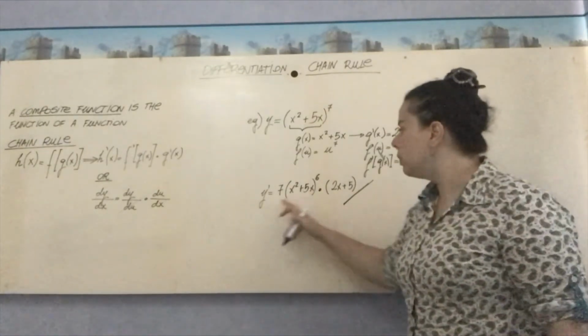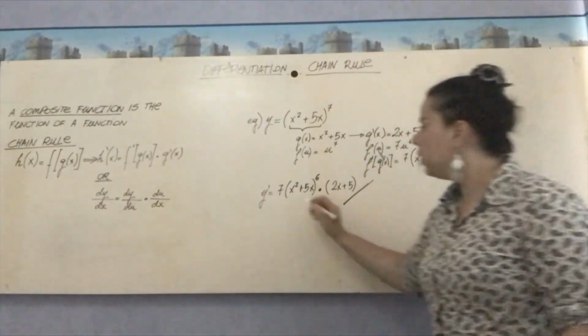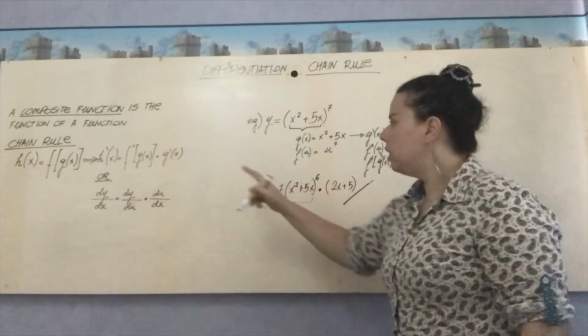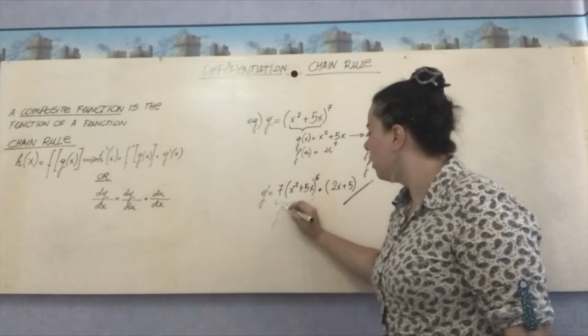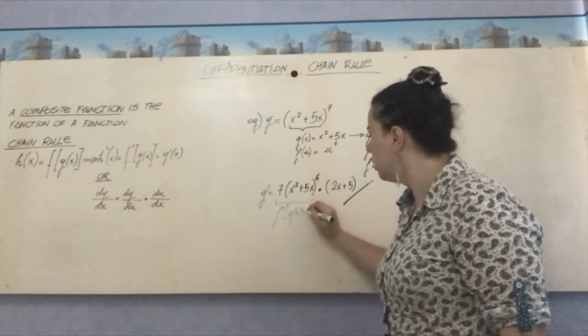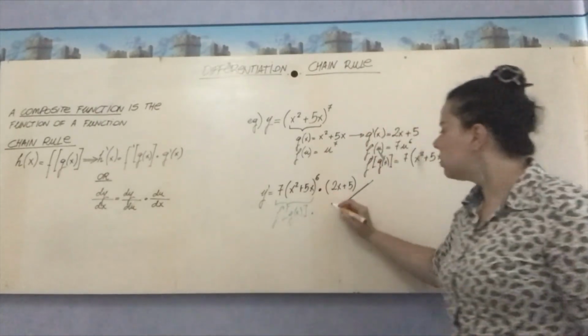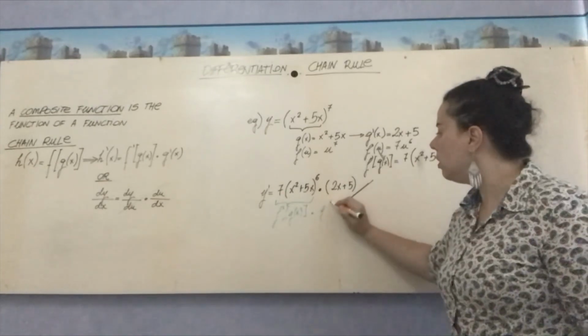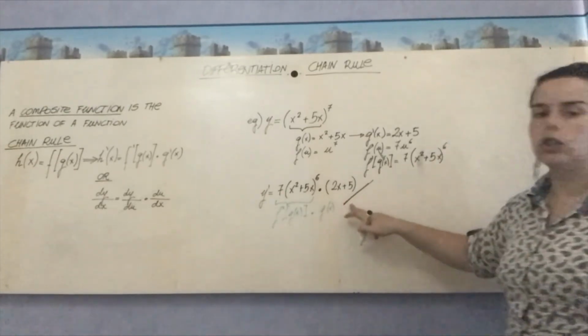Next step, put everything together. And what I've got here is that rule. This is f prime of g of x times g prime of x.